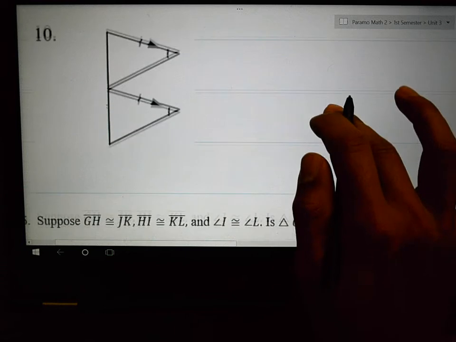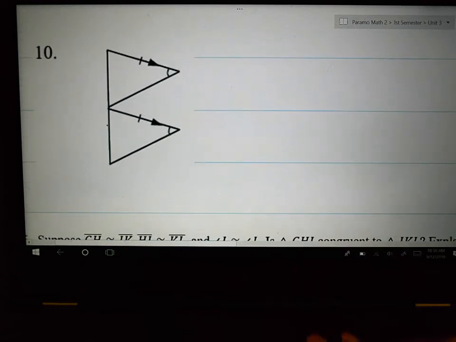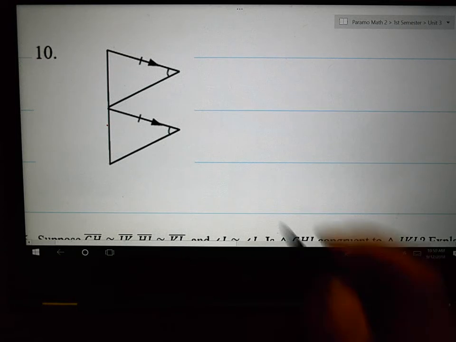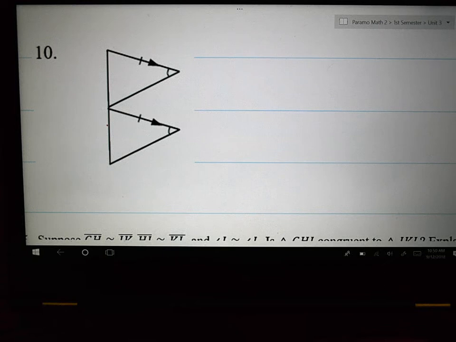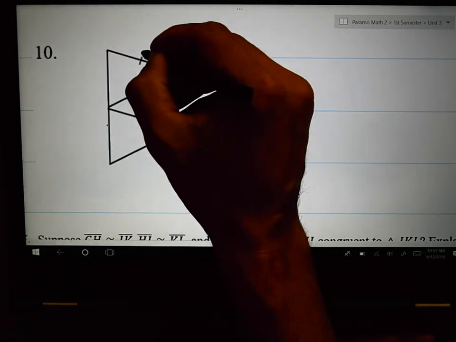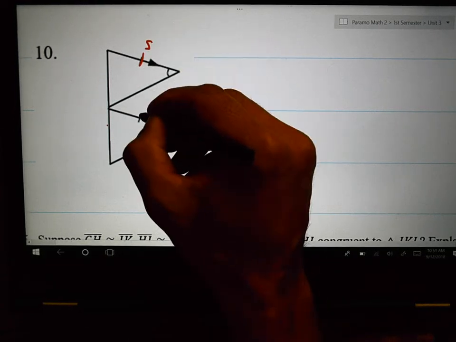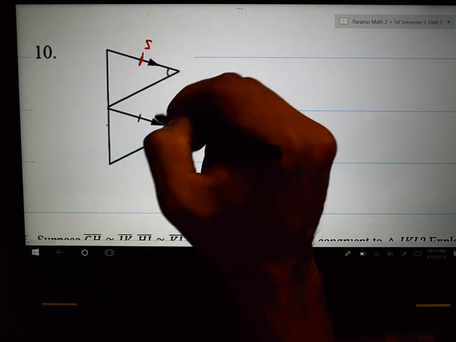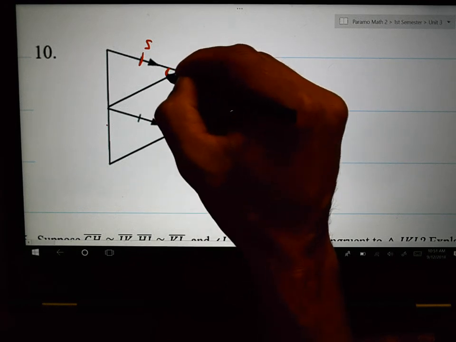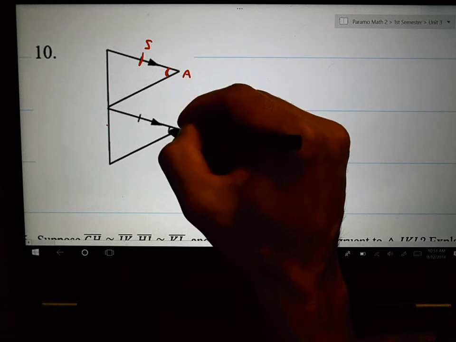Number 10 is where it gets harder. And number 10, it gets harder because of these parallel lines. You have 2 marks that talk about being parallel to each other. We have a side that matches this side. We have a parallel that's parallel to this. We have an angle that matches this angle down here.